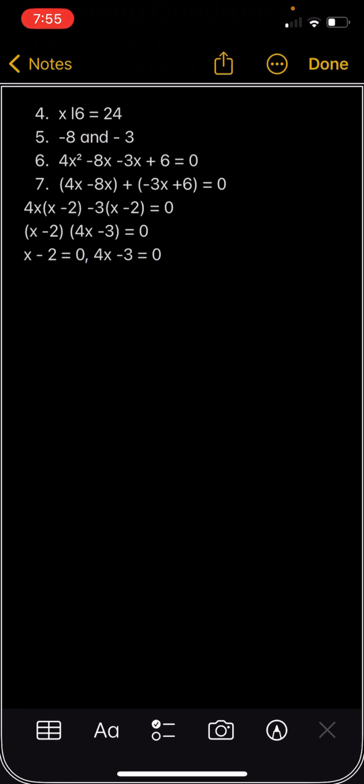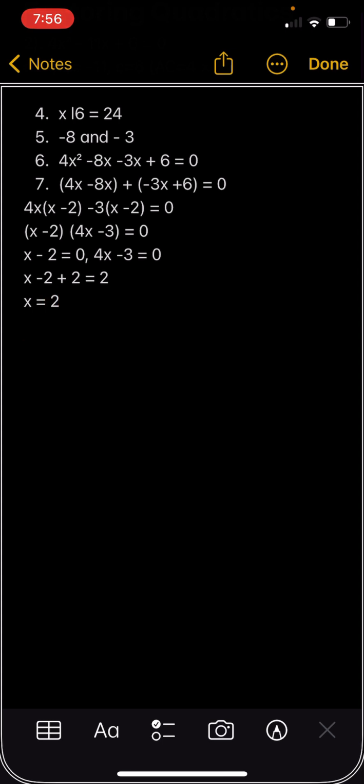So we would have x minus 2 is equal to 0, and 4x minus 3 is equal to 0. Let's go ahead and solve for x using the first binomial here, x minus 2. So we're going to have x minus 2. We have to get rid of this 2, so we have to add 2 on this side, and that will be equal to 2. So the 2's are going to cancel each other off, leaving us with x equals 2.